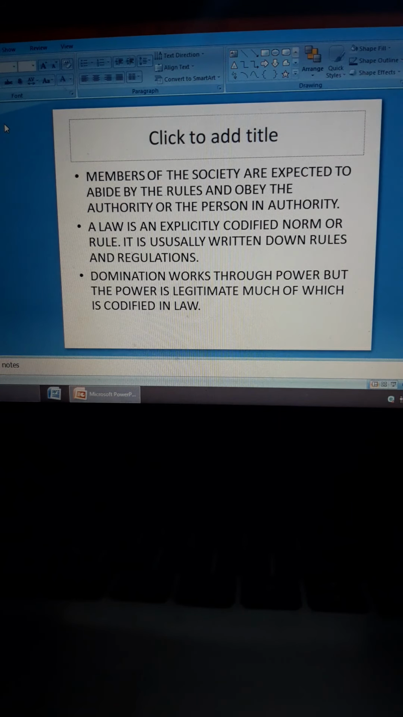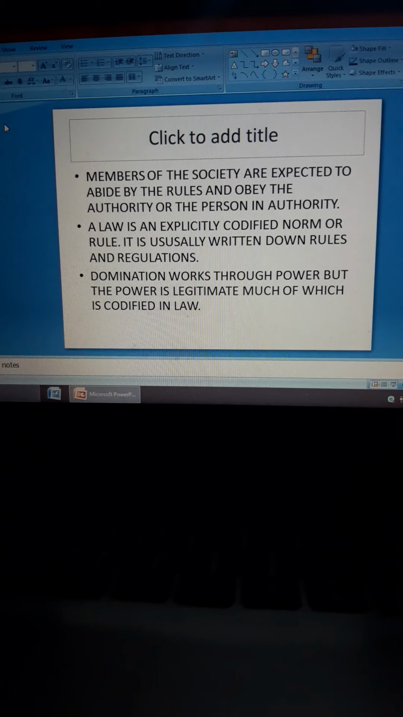Okay, so then we come to law. What is law? Something which is written in the constitution, right? It is written rules and regulations. A law is an explicitly codified norm or rule, usually written down as rules and regulations. Different countries have different laws. Laws are written down and we need to strictly follow them. And if we break the law, then we are committing some crime or violent act.